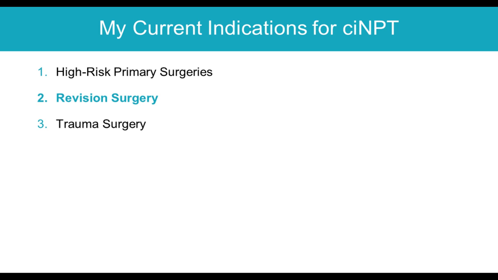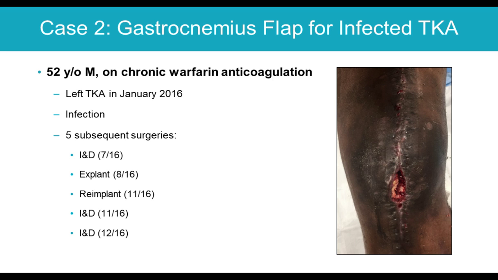I also use negative pressure therapy for patients undergoing revision surgery. This is a good example of a patient who came to me with an open wound over the front of his patella tendon with a staph infection after having had 6 attempts to treat an infection since his original total knee replacement in January 2016. So he'd been on this cycle for about a year of failed attempts at infection management.